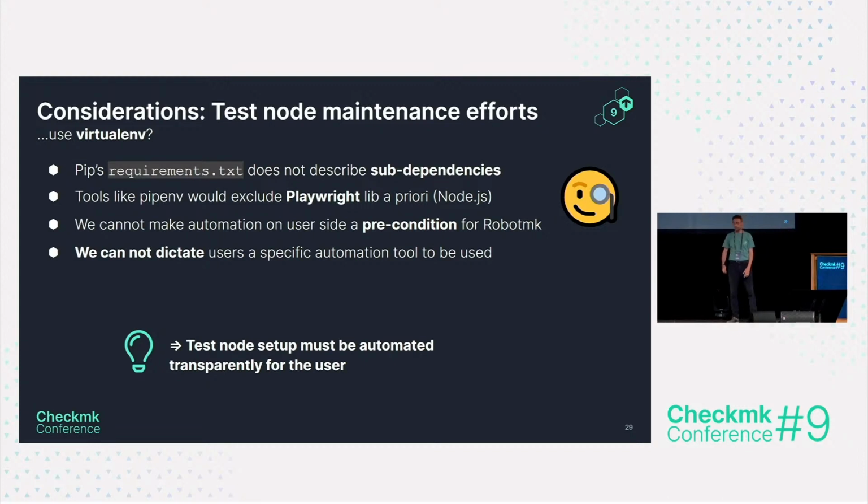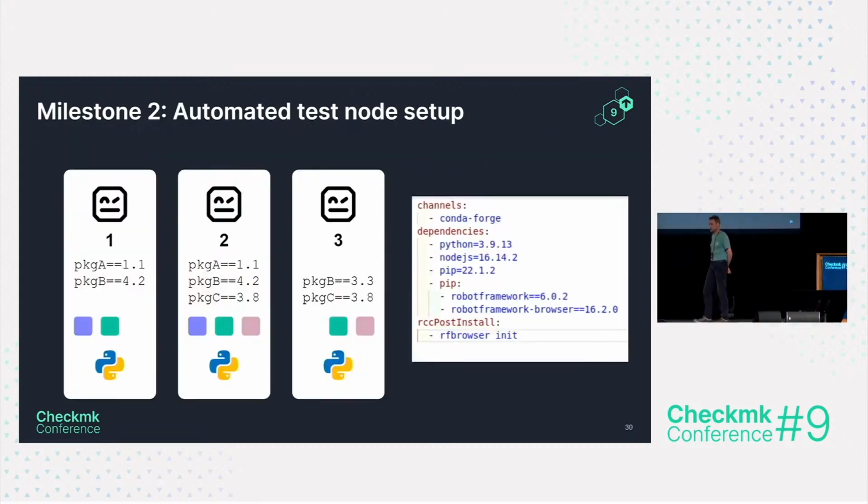And so they developed RCC, which uses a special YAML file which defines from where to download packages, which packages to install, in which version, and additional commands in the end. You see in this example the RCC post-install command, which is used to initialize the npm packages for the Playwright library. So in this way, you can create completely ready-made environments which can be used to test.